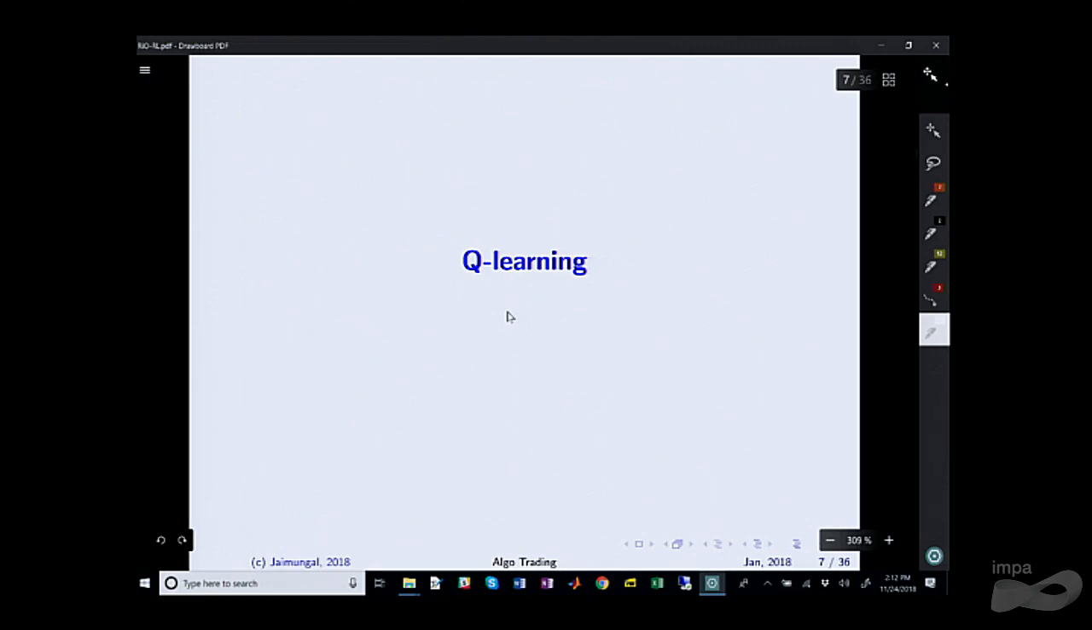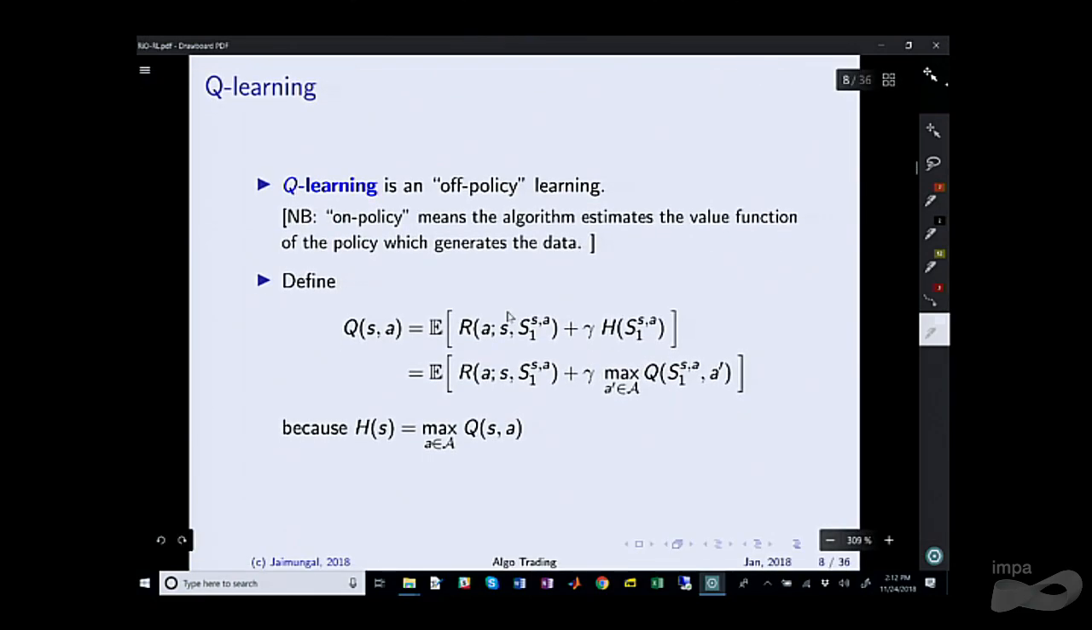That's where Q learning comes in. So what is Q learning? Q learning is the following thing. It's the observation that if I define this function, which is sometimes called the state action value function, as opposed to the original value function, it's given by the expectation of the one-step reward, given that you take an action A at state S, plus the discounted future value function.